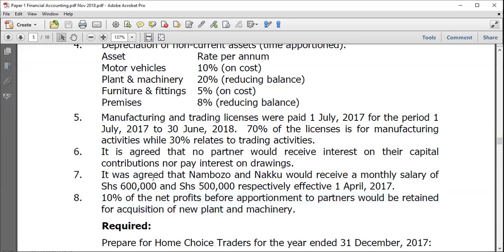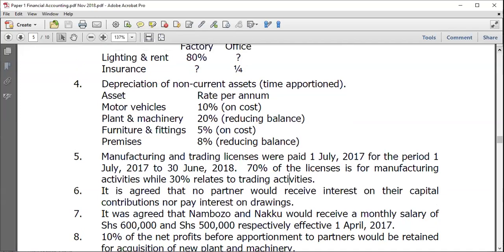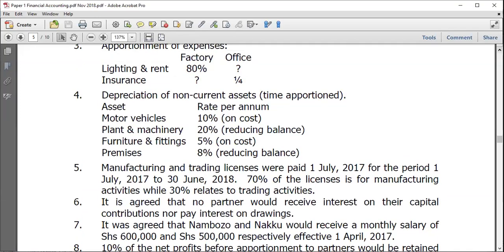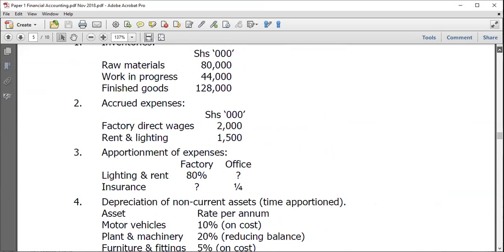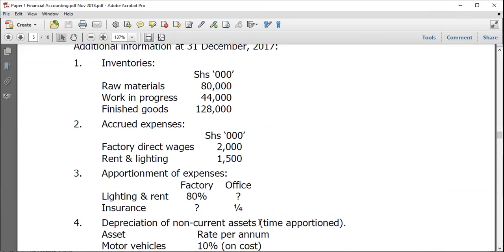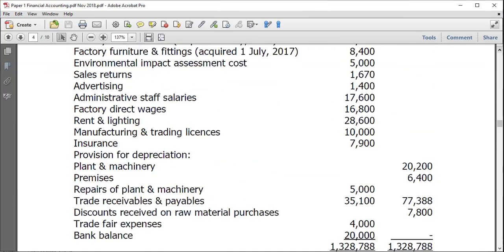Okay, not this one. Let me just see if there is any comment that they have given. Usually the examiner will highlight it. If they don't highlight it, then we try to think what it might be. It is here. They have told us it is time apportioned. So it means that if you purchase an asset midway, then you need to calculate its depreciation, taking into consideration how many months it has stayed there.